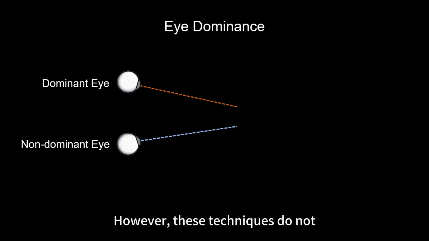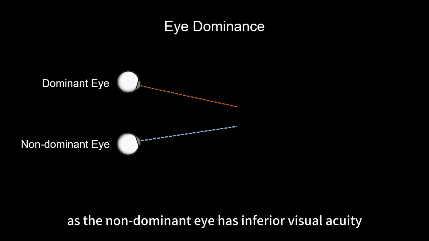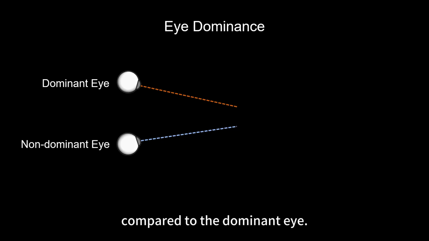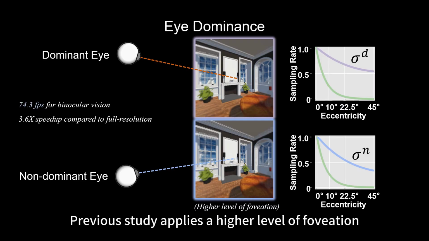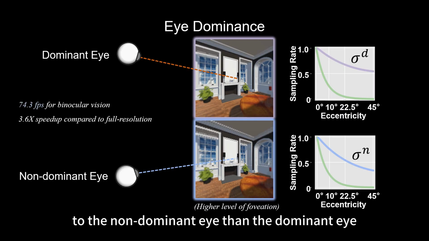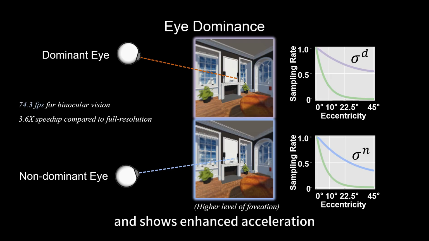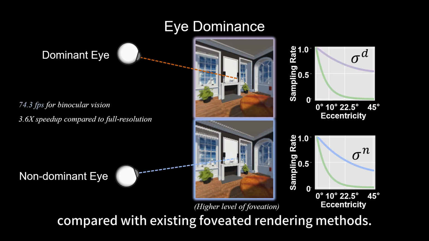However, these techniques do not fully leverage binocular vision, as the non-dominant eye has inferior visual acuity compared to the dominant eye. Previous study applies a higher level of foveation to the non-dominant eye than the dominant eye, and shows enhanced acceleration compared with existing foveated rendering methods.